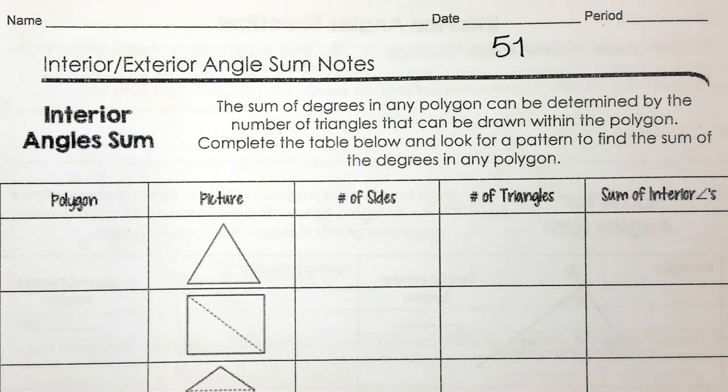Alright, so this is our first set of notes in Unit 5. This unit, I like to start off by telling y'all this. This unit is called Quadrilaterals. A quadrilateral is any four-sided figure. Any figure with four sides.